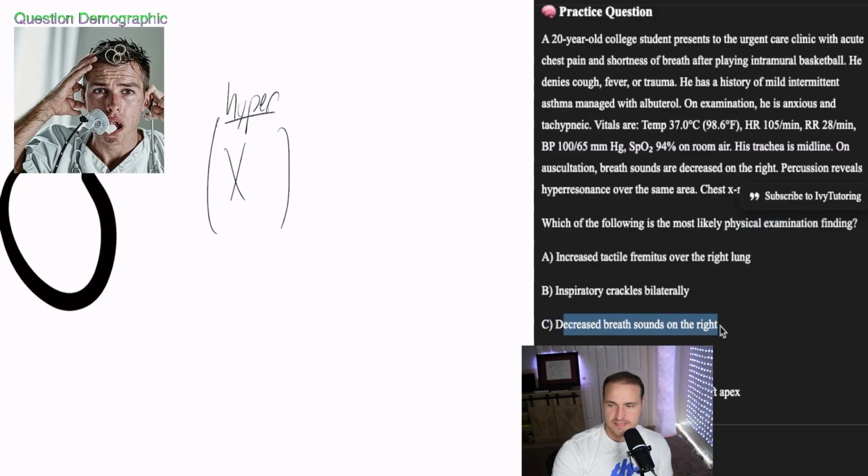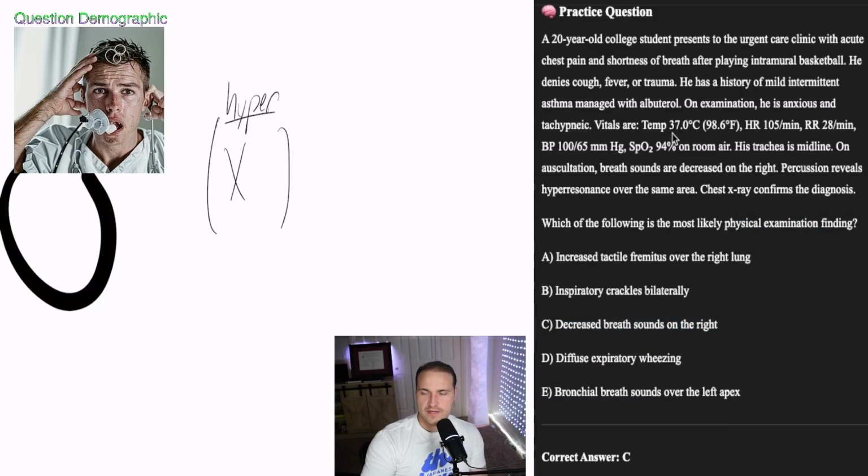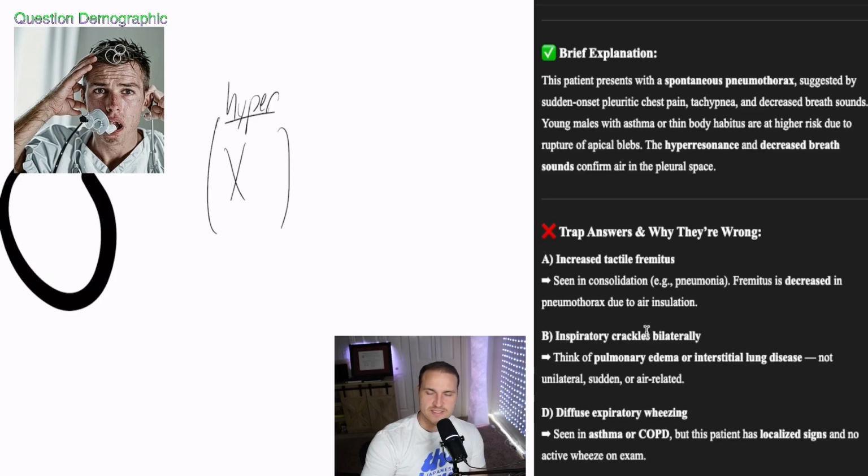The answer is going to be decreased breath sounds on the right. I know it already said that, but the point here is to identify and describe spontaneous pneumothorax. If you have a young male with asthma and thin body habitus, they might have a ruptured little bleb there, and hyperresonance and decreased breath sounds show you that you have some air in that pleural space.